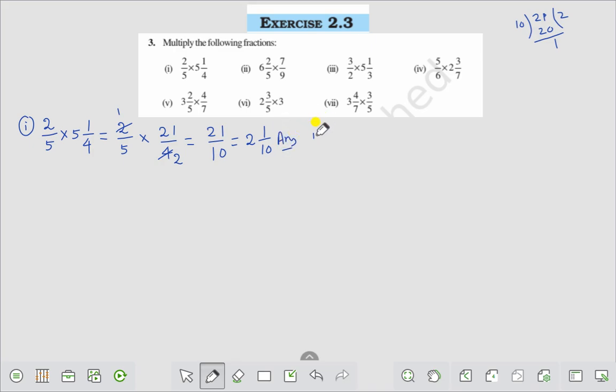Now question number 2 is 6 whole 2 by 5 into 7 by 9. This is the whole number, this is the denominator. Multiply the whole number with the denominator, that is 5 6s are 30, and add the numerator, 30 plus 2 is 32, that is 32 by 5, into 7 by 9.